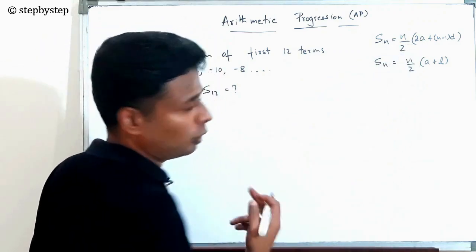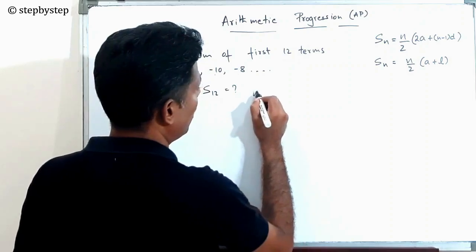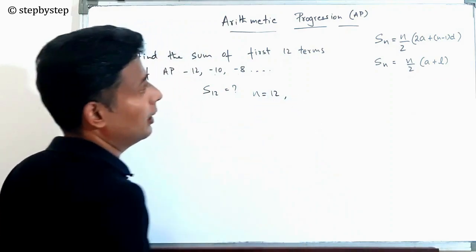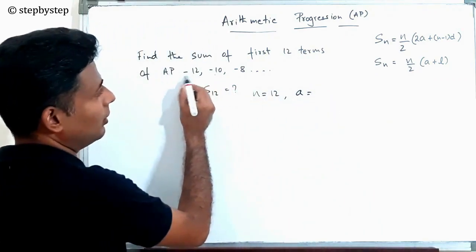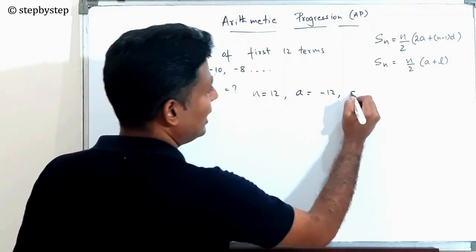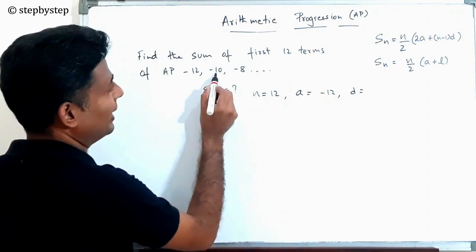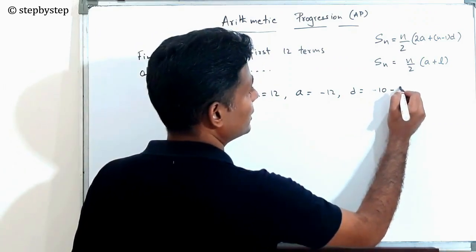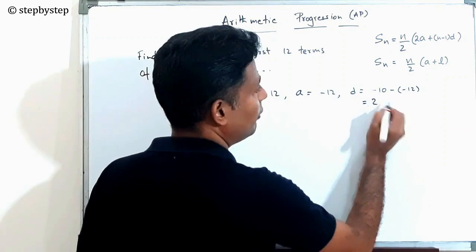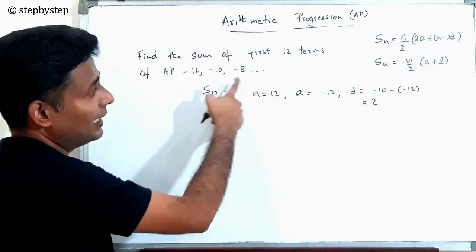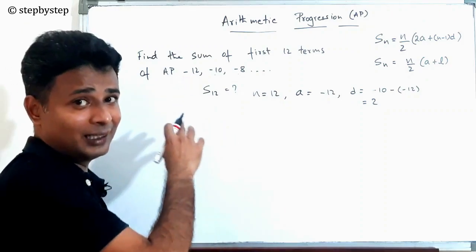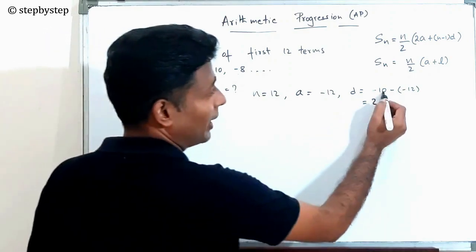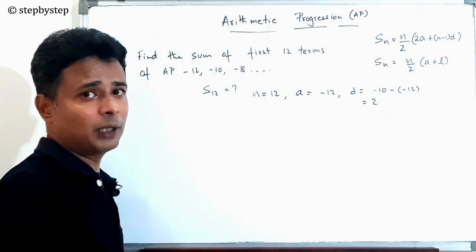To use this formula, what do we need to know? We need to know n. What is n? They have told us to find the sum of the first 12 terms, so n is 12. We need a. a is the first term, that is minus 12. And d, we need to find d. d is minus 10 minus of minus 12. Remember, second term minus first term. So d will be plus 2. It is an increasing AP. Since the terms are negative, this is actually an increasing AP. So minus 10 minus of minus 12 becomes plus 2.